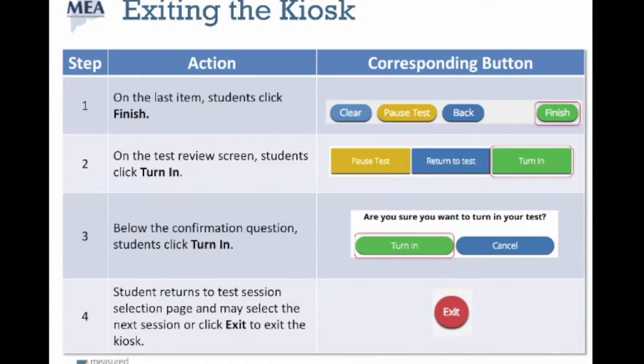To exit the kiosk, on the last item, the student will click the Finish button. They'll then see a test review screen where they'll click a Turn In button, and then they'll get a confirmation question: Are you sure you want to turn in your test? They'll click the Turn In button, and that will return the student to the test session selection page where they can either select the next session or click the Exit button to exit the kiosk.